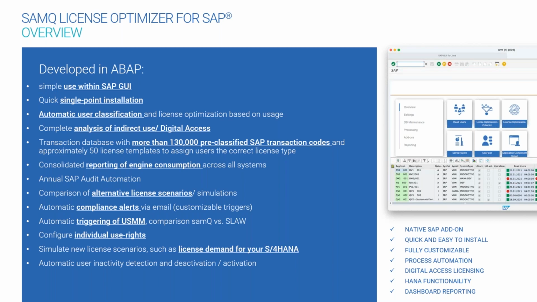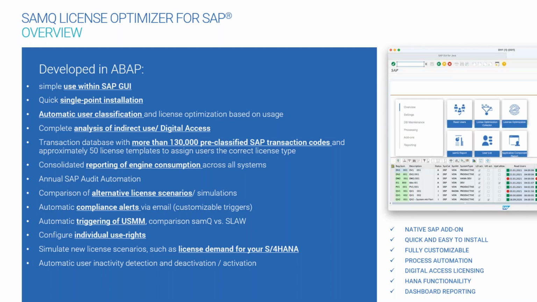Reporting of engine consumption across all systems, we consolidate this. Especially where you've got multiple systems and they're using multiple engines or specific engines across those systems, we can consolidate that. A lot of customers come and say to us, we're struggling with our audit, and we can therefore automate this audit for you. The automation of the annual audit simplifies it, makes it much quicker, and the outcomes enable you to run like a mock audit to make sure that everything is correct before you go into an SAP audit. Alternative license scenarios and simulations, I've spoken about that.